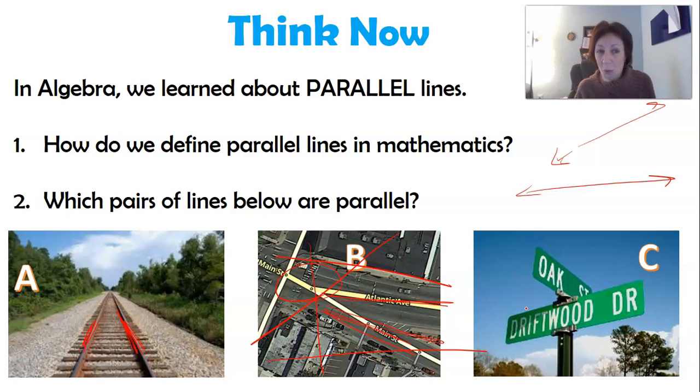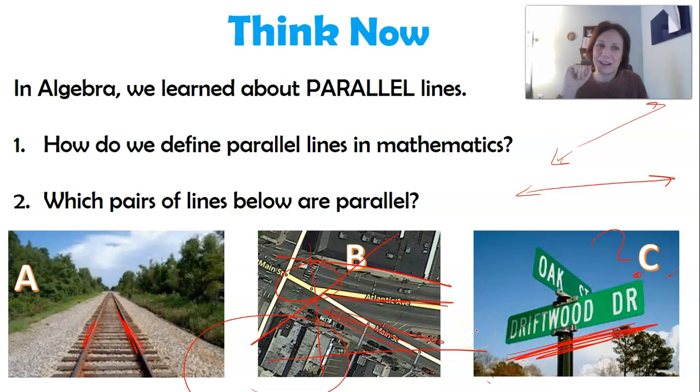Do they have the same slope? One could argue they both have a slope of 0 because they're both flat. Right? And there's a question around C. This is where geometry comes in. Okay, so this situation here, the street signs, this is the one we're going to talk about a little bit more today. I think you're pretty good at noticing when things are parallel. But then there's situations like this that algebra didn't cover.